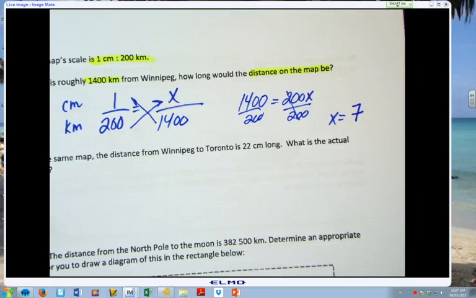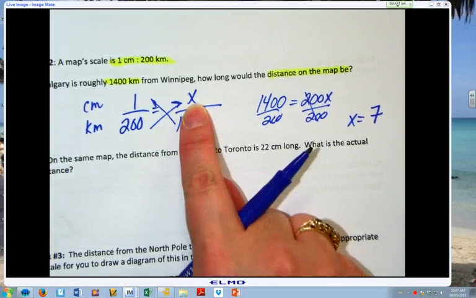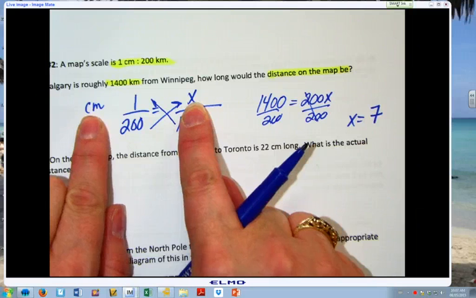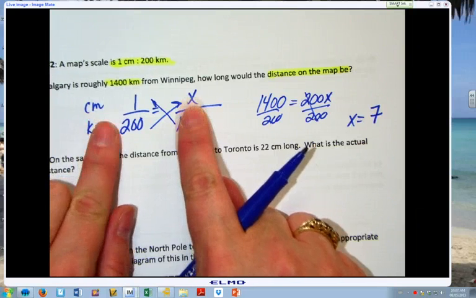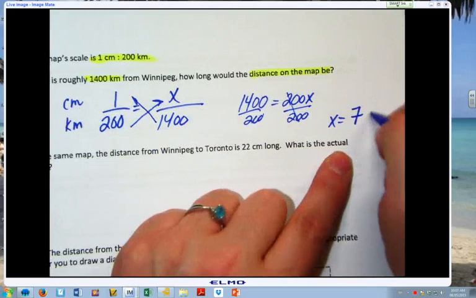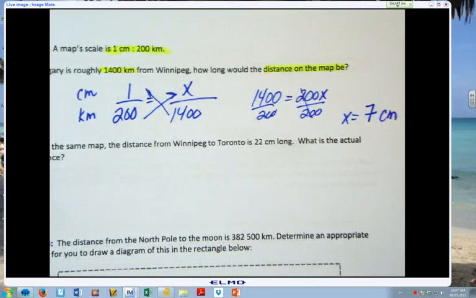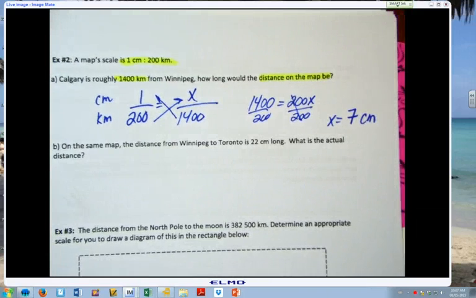And we need some kind of units. Well, the best way to figure out the units is see where your x is and see what's the units we wrote on top. So this means x has to be centimeters. Questions so far?